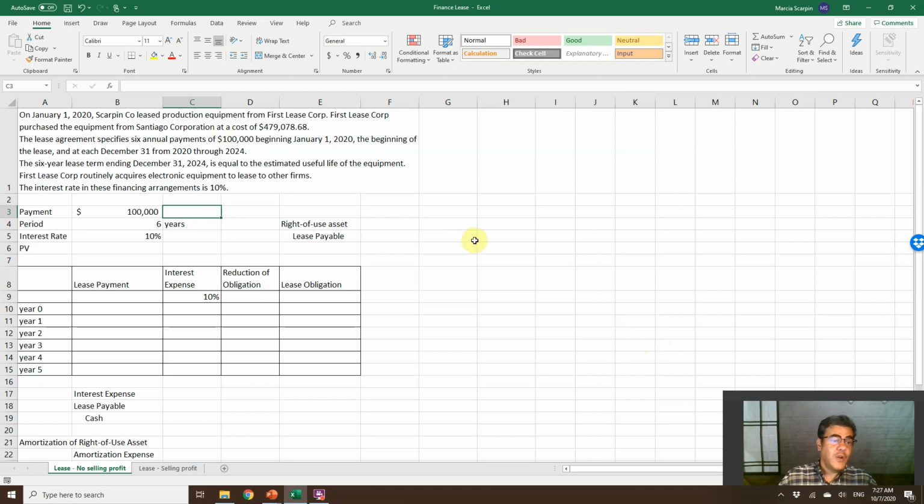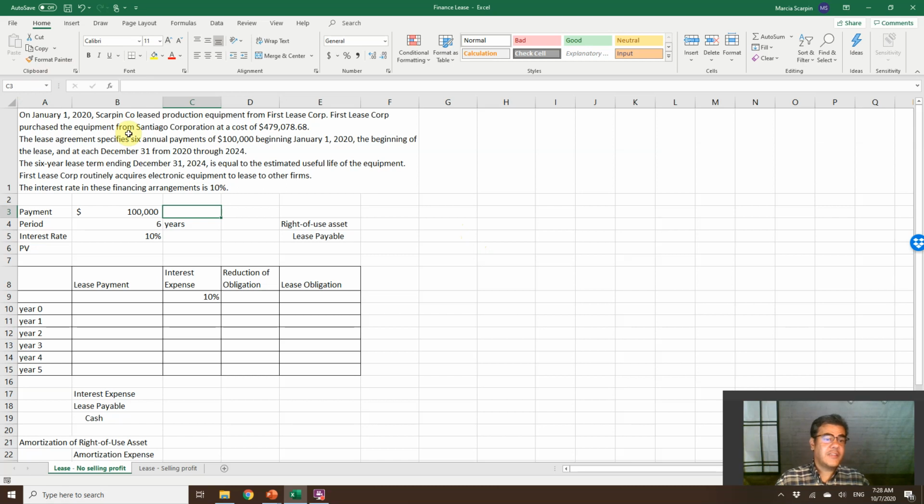Okay. So let's consider here, on January 1st, 2020, Scarping Corporation, my fake company, leased production equipment from First Lease Corp. First Lease Corp purchased the equipment from Santiago Corporation. Santiago is the last name of my wife, so it's her fake company, at a cost of $479,000. The lease agreement specifies 6 annual payments of $100,000 beginning January 1st, 2020, the beginning of the lease, and each December 31st from 2020 through 2024.